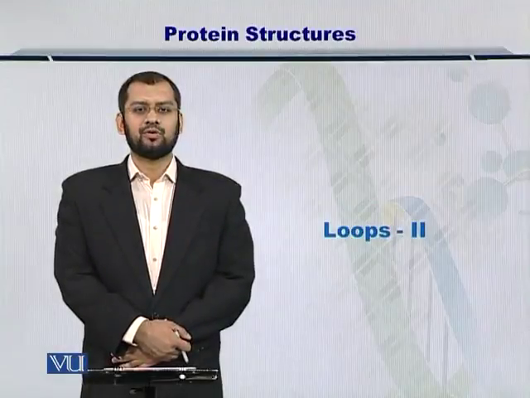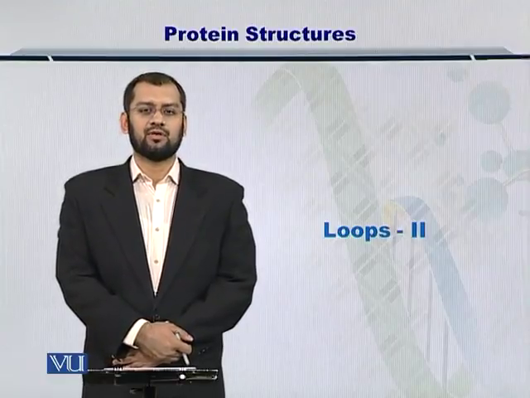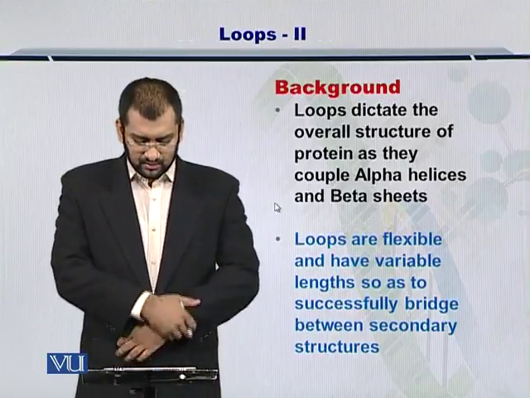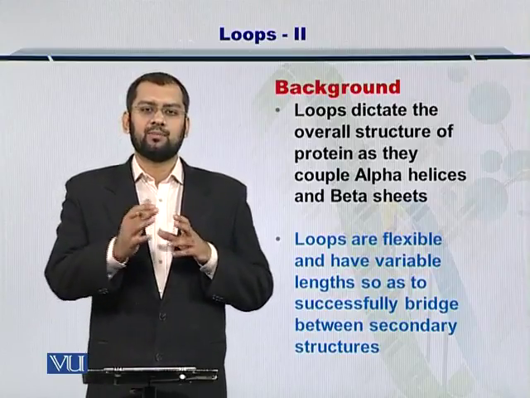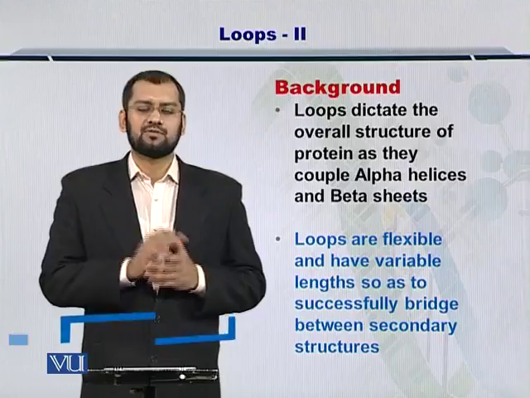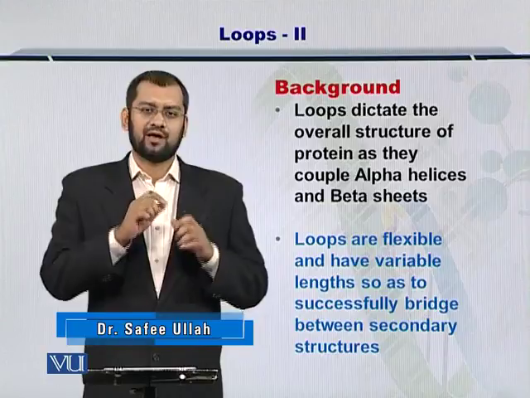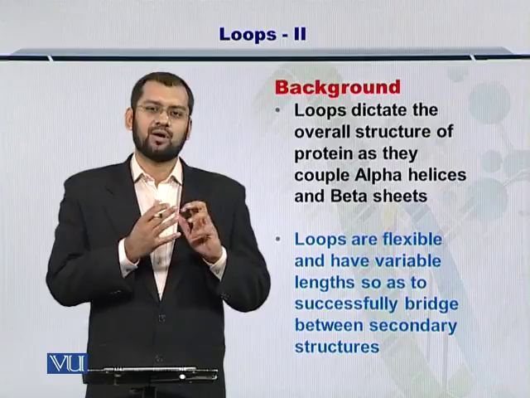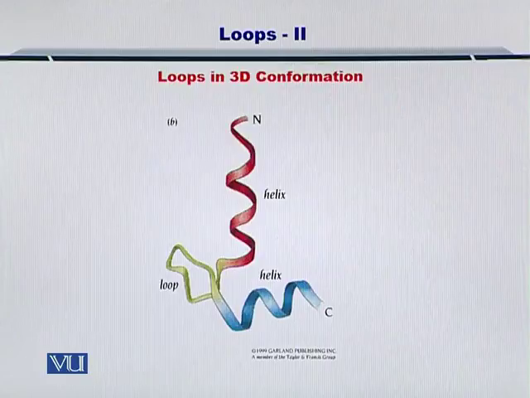Dear students, in this module, I will continue to elaborate on the loops, which are a type of secondary structures in the overall organization of the proteins. The loops are known to dictate the overall structure of the proteins because they bring together various other secondary structures such as the alpha helices and the beta sheets. Also, they are flexible as well as variable in length because they have to couple these secondary structures in different structural conformations. In this figure, I'm going to show you how a loop looks like.